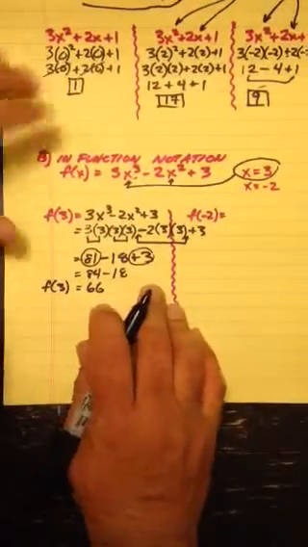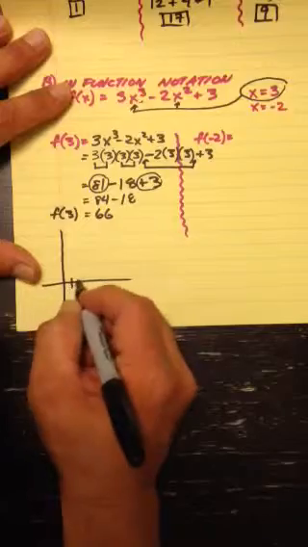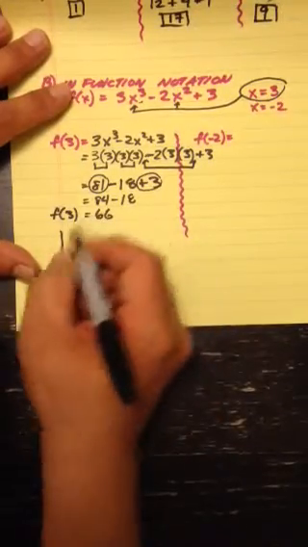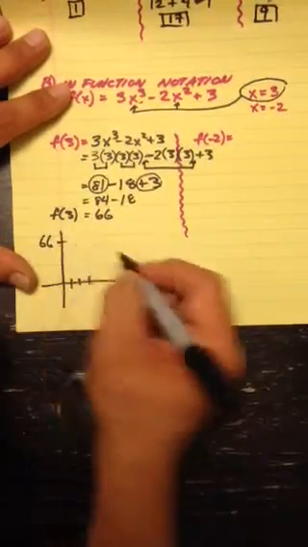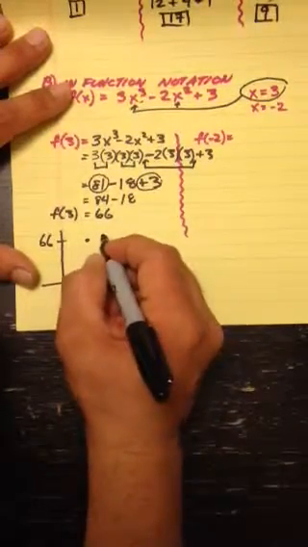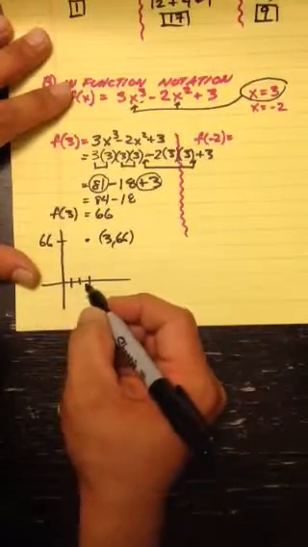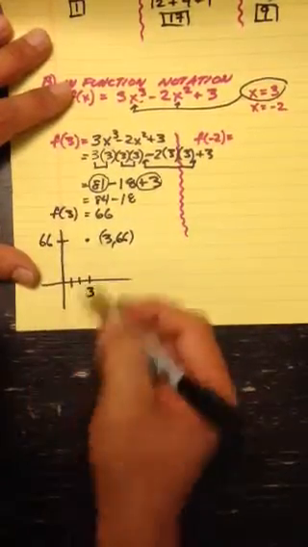If this was a graph at x equals 3, the y value would be 66, and that would give us a point right here, which would have a coordinate of (3, 66). For this x value, we get an output of 66.